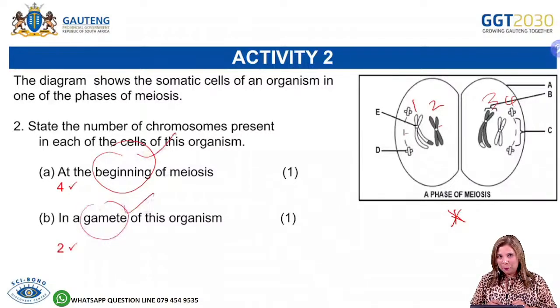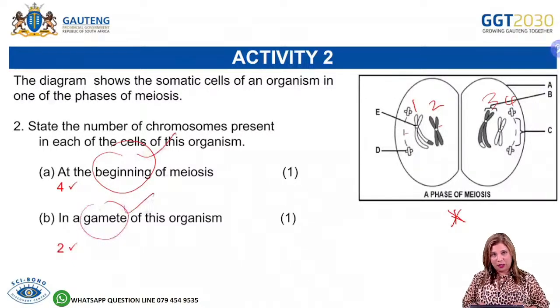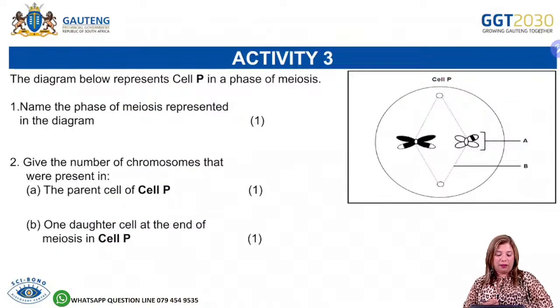Do you see? Because normally most learners would assume that it's a human's somatic cell and they'll just say 46 chromosomes and then it's 23 gametes. You can't, okay? You must look at the question and see what clues they are giving you. So let's look at this one. This is a different sort of diagram. And the diagram below shows cell P in a phase of meiosis.